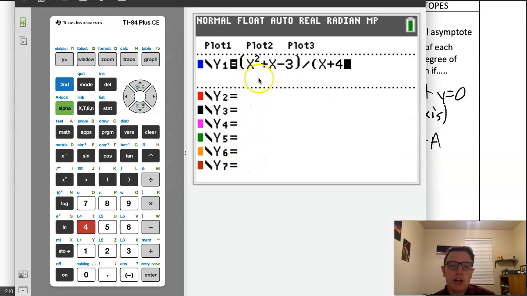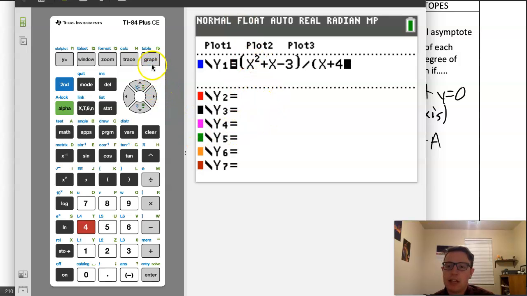Okay, so here we are. Our degree in the top is x squared, so it's 2. Our degree in the bottom is 1. So our degree in the top is larger than our degree in the bottom. We expect no horizontal asymptote. Let's see what we get.